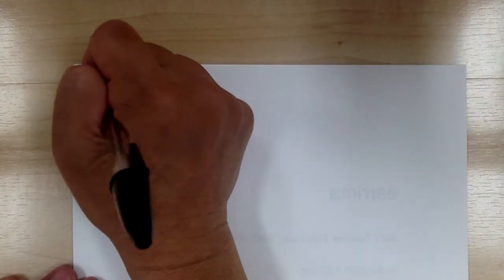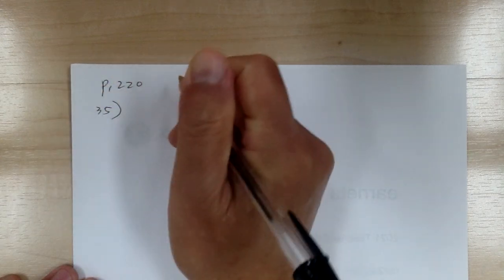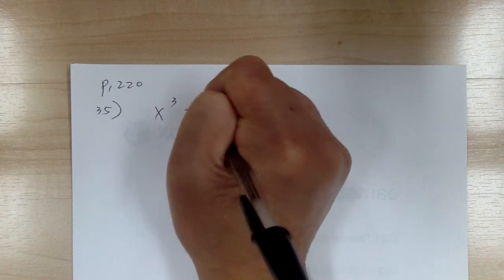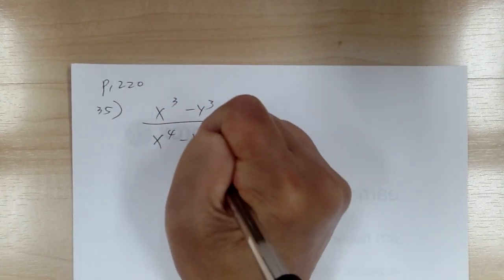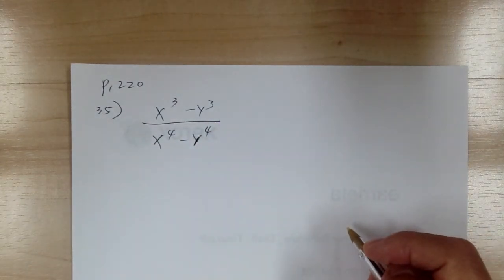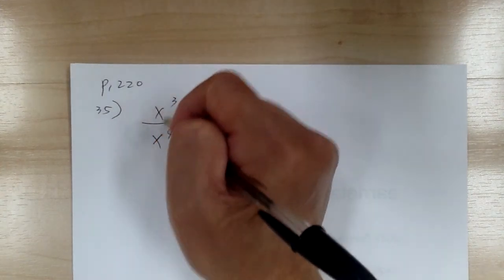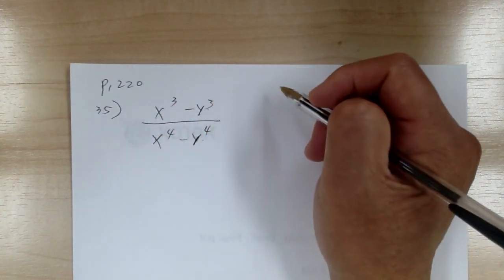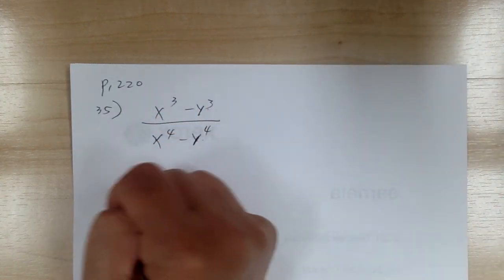Okay, let's go to number 35. You've got x to the 3 minus y to the 3 over x to the 4 minus y to the 4. Now, this is what some students would be tempted to do. They would try to cancel this with this, and this with that. But you cannot do that. Again, these are terms. You cannot cancel out terms. So you have to do all the factoring.